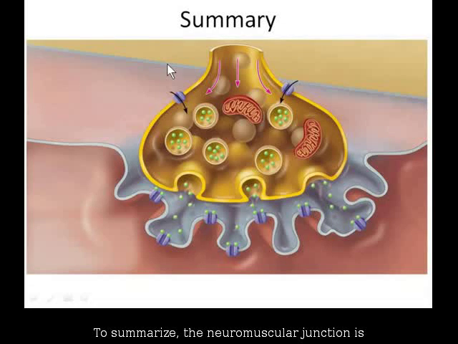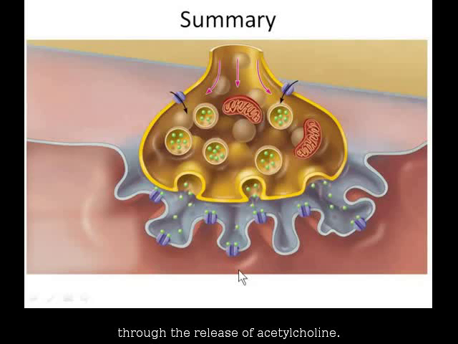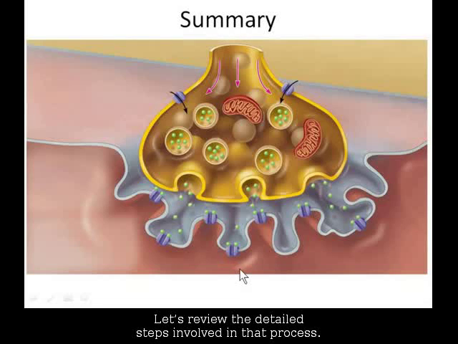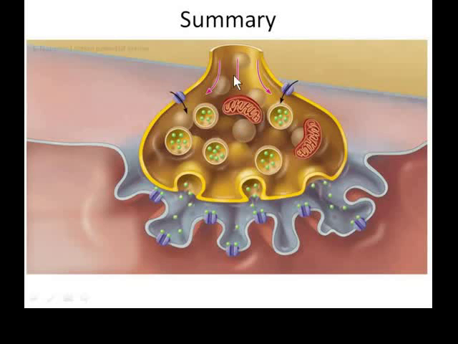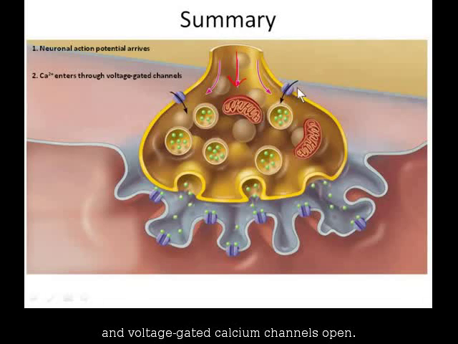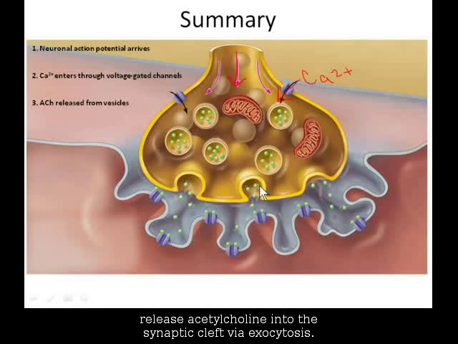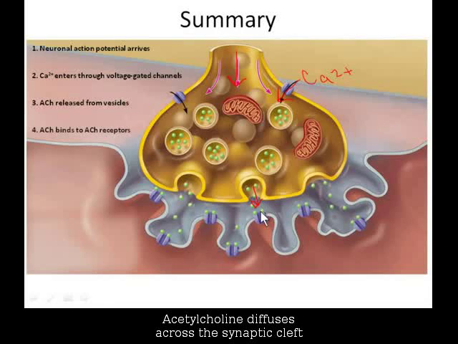To summarize, the neuromuscular junction is where electrical signals in a motor neuron are passed to a muscle fiber through the release of acetylcholine. Let's review the detailed steps involved in that process. An action potential arrives at the axon terminal and voltage-gated calcium channels open. The influx of calcium causes synaptic vesicles to release acetylcholine into the synaptic cleft via exocytosis. Acetylcholine diffuses across the synaptic cleft and binds to acetylcholine receptors in the sarcolemma.